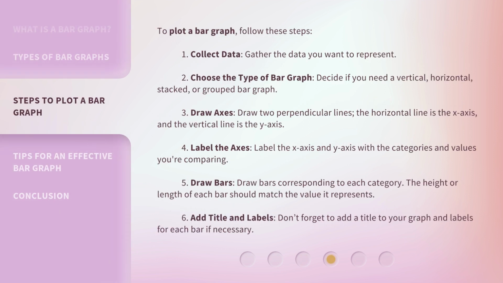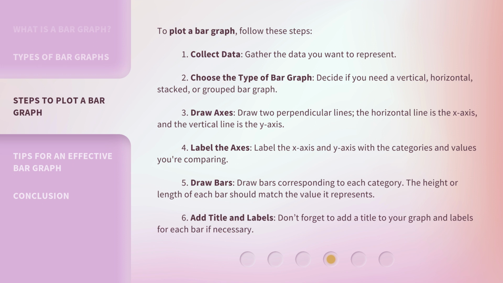To plot a bar graph, follow these steps. 1. Collect data. Gather the data you want to represent. 2. Choose the type of bar graph. Decide if you need a vertical, horizontal, stacked, or grouped bar graph. 3. Draw axes. Draw two perpendicular lines. The horizontal line is the x-axis, and the vertical line is the y-axis.